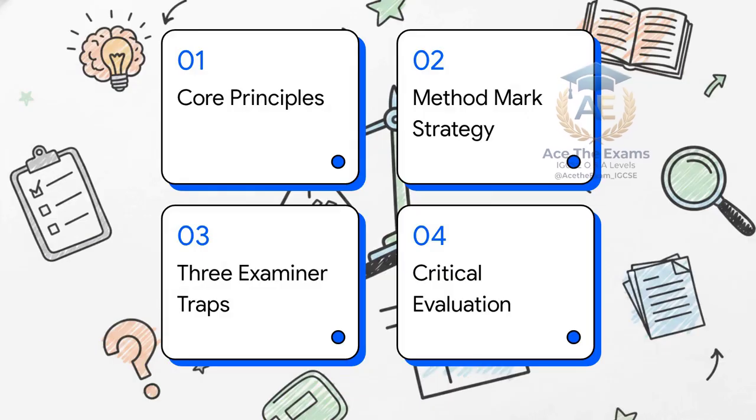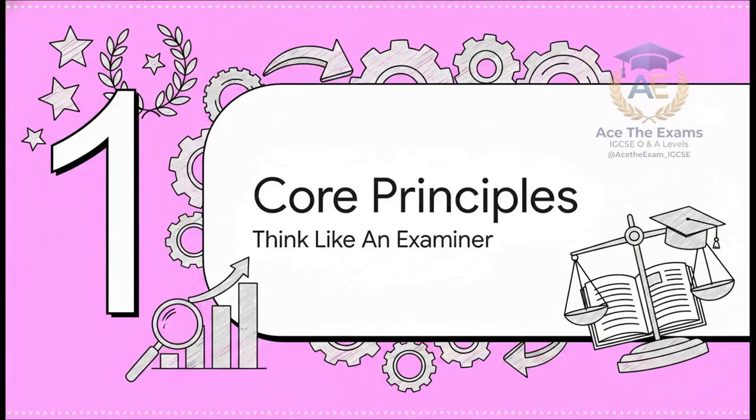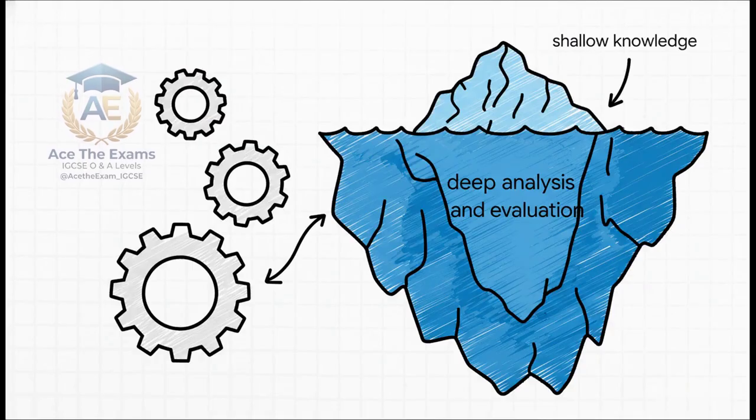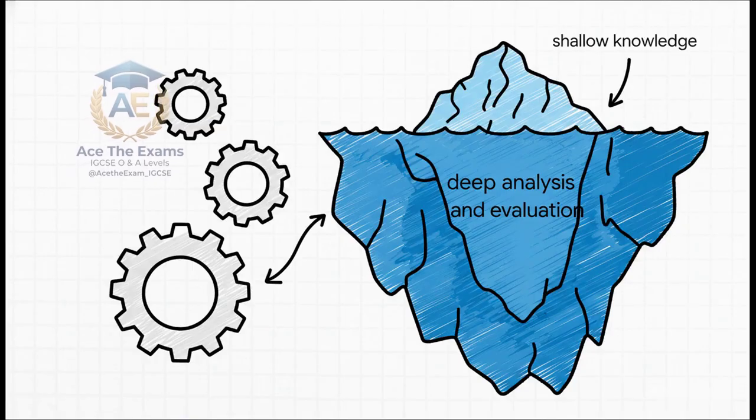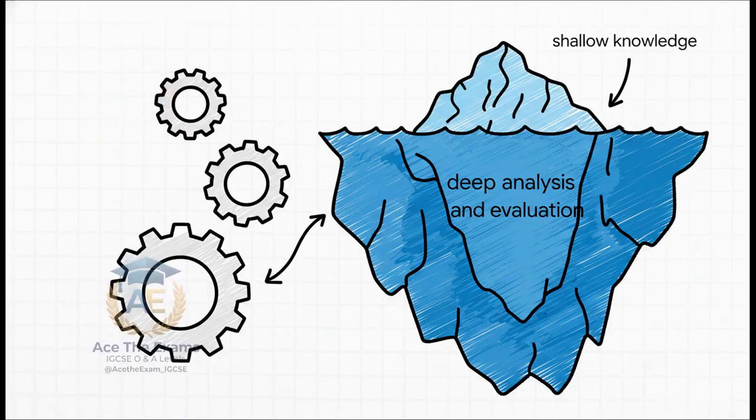We're going to systematically break down this topic using this precise four-part examiner's playbook. First, core principles. Second, the method mark strategy. Third, the three examiner traps. And fourth, critical evaluation. Let's jump right into Section 1, Core Principles, Thinking Like an Examiner. To secure those top-tier marking bands, we first must understand the academic benchmarks Cambridge is actually testing. Successful candidates must demonstrate competence across all three of these distinct cognitive domains: knowledge and understanding, analysis, and evaluation.